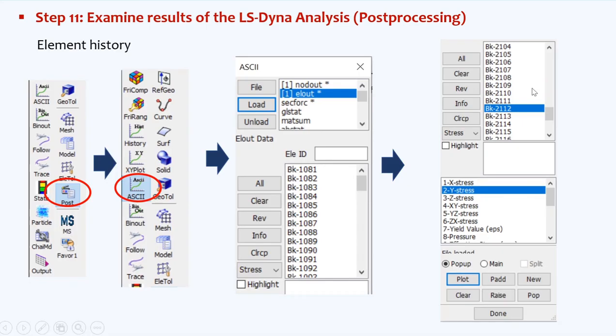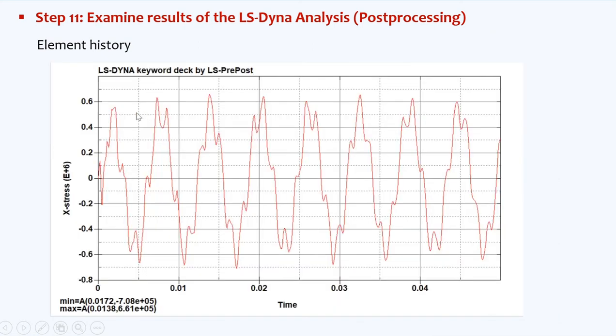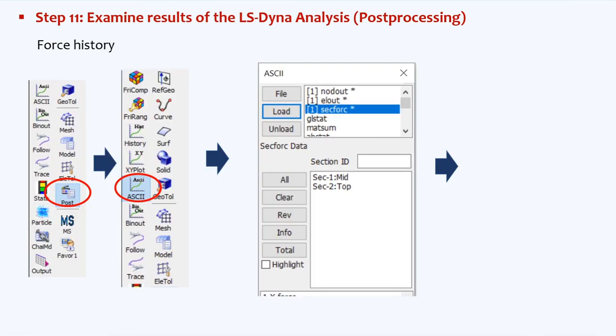And from here, I'll select an element ID of 2112, and then I want to see how the Y stress history will be. So I select the Y stress and I click the plot button. So now you get a window in which it shows the history, and you can see all the history for the particular element ID that I have selected.